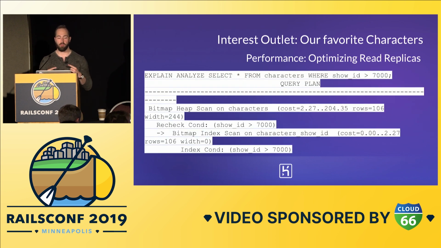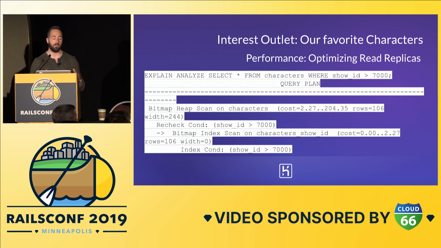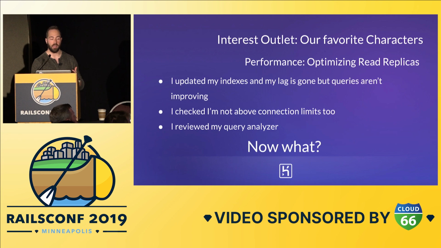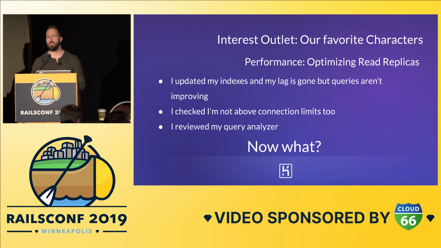So a different example when we've actually added the index, you'll see that it's a huge improvement, right? We've gone down to only a few hundred rows, like 106 rows, and a significant decrease in query time. And there's a lot that can go into that. But indexes aren't the only thing, right? I've checked the indexes, and my lag is still gone. We've caught up now. I'm not above my connection limits, and my query analyzer doesn't show me anything really intuitive. So now what?